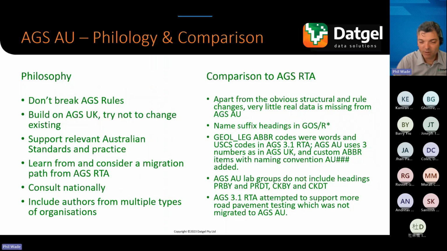There is, in many respects, almost a direct path of data from AGS RTA, but we restructured things. We have one big GEOL group now rather than multiple subgroups of GEOL. We used the AGS 4.1 codes rather than the names of rocks for graphics, to make it more standardized. Basically we took out some things which were never used in AGS RTA, like some more aggregate or road testing stuff.